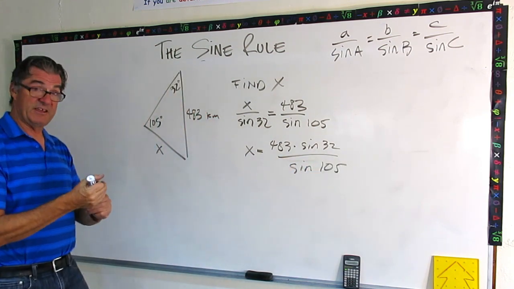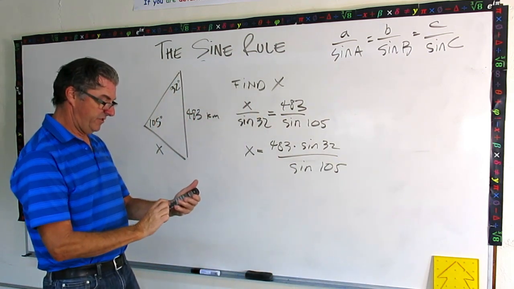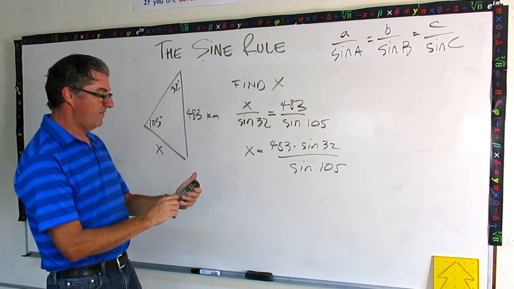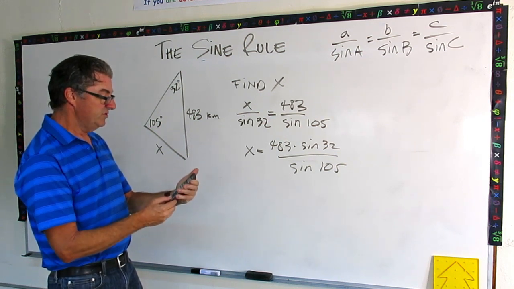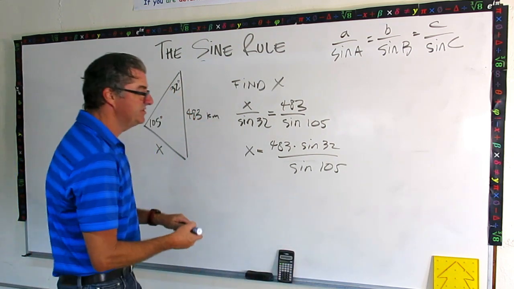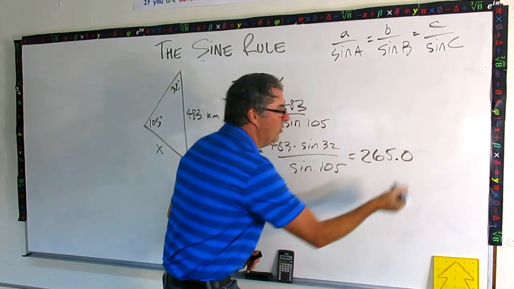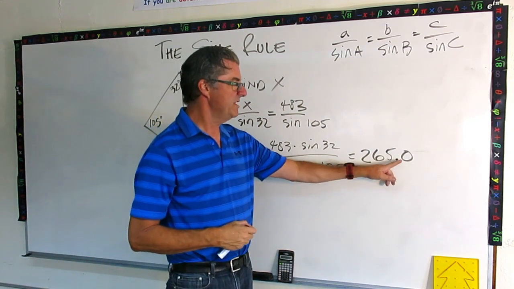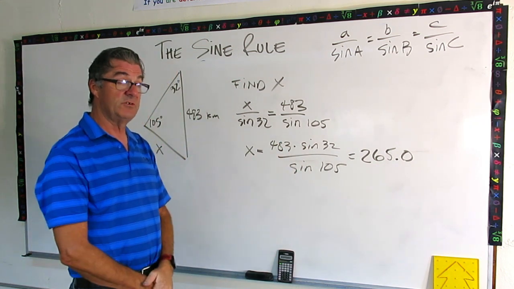So now I'm ready for my calculator step. 483 times sine 32 equals, divided by sine 105, equals 264.97. So this is going to round up to 265. 265. But again, I'm going to do my 0.0 because that tells you that this one was also rounded. It was 264.97, so that 7 rounded the 9 to a 0. So that tells you that that's also an approximation.